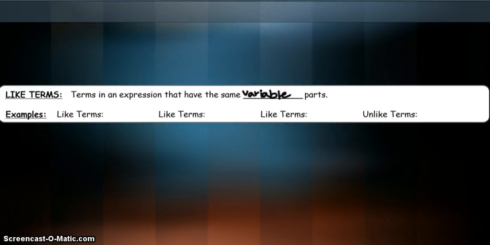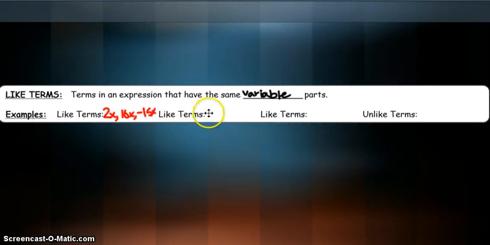Alright, so let's just do some examples. These are like terms, like 2x. The variable part here is x, so anything that has an x at the end of it, like 10x, those are like terms. That means we can combine them, or negative 15x. Okay, so that x is a variable part. All of these have the same variable part.